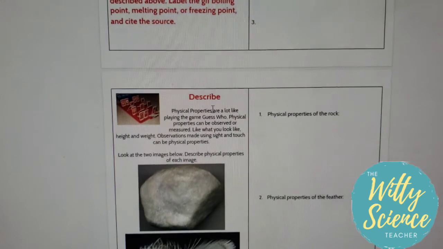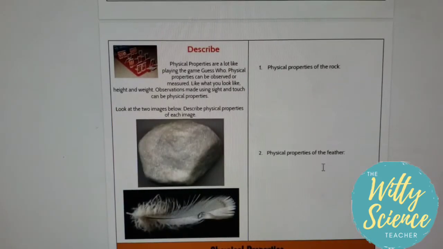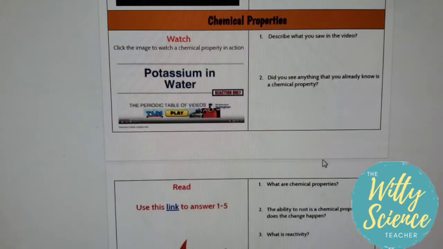So describe the physical properties of the rock, describe the physical properties of the feather, and then we get back into the chemical properties. So this one, if they're not doing stuff in the lab, it's really good to have videos here. So they're going to watch potassium and water and get a little excited about how that goes.